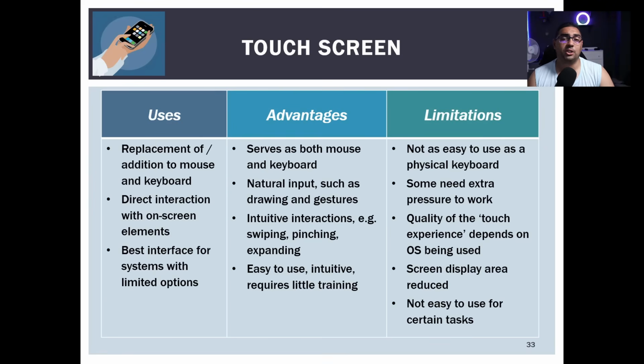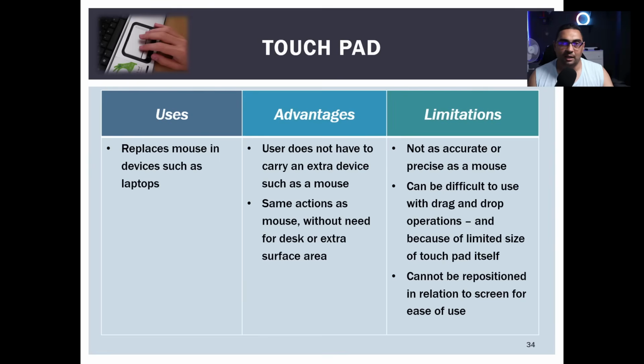Then our touchscreen, which is a combination of input and output, because I'm looking at the screen, I'm getting everything out of it, but at the same time, I'm using the screen to input my commands and instructions. So have a look at the limitations, right? Familiarize yourself with that. Also the touchpad. Remember, the touchpad replaces the mouse. Now, it's not as accurate, it's not as nice to work with, but it's there.